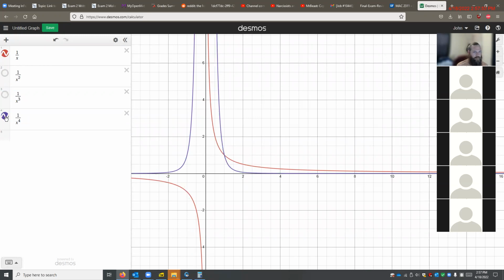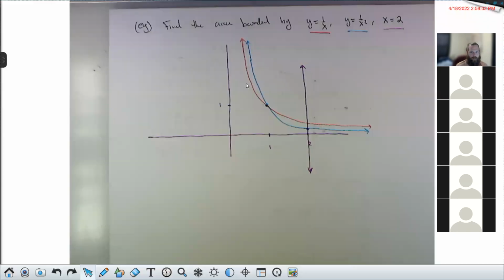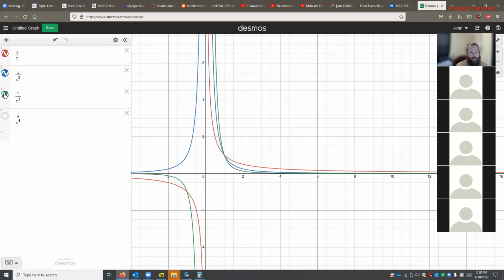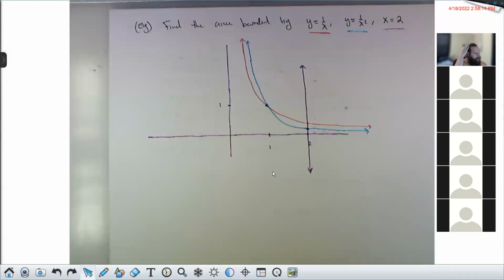Here's 1 over x. Here's 1 over x squared. 1 over x, 1 over x squared. And as you increase that power, you see they dive down faster and faster and faster. This is going to be an important thing when you learn about convergence.